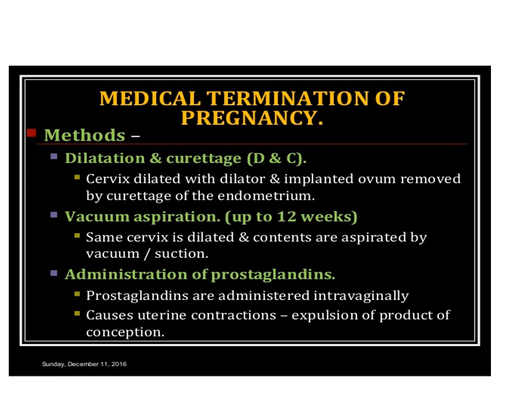Medical termination of pregnancy, the methods are dilatation and curettage. D and C is what we call them. You dilate the cervix and remove the products of conception. Same thing you can do with a vacuum, you can use a vacuum to aspirate out the conceptus. Or you can administer prostaglandins. Prostaglandins cause contraction of the uterus.